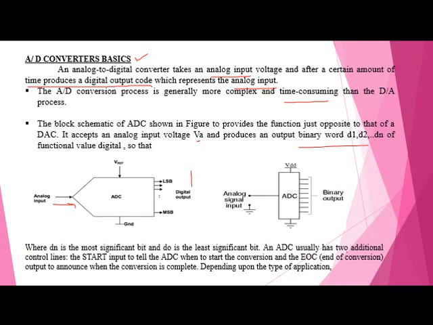In an ADC there are usually two additional control lines. One is the start input, which tells the ADC converter to start the conversion. The other is the end of conversion signal, so that the output can be announced when the conversion is completed. This depends upon the type of application.